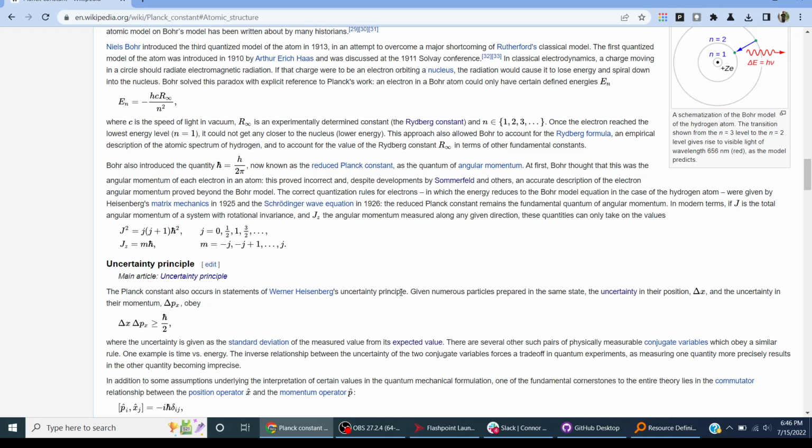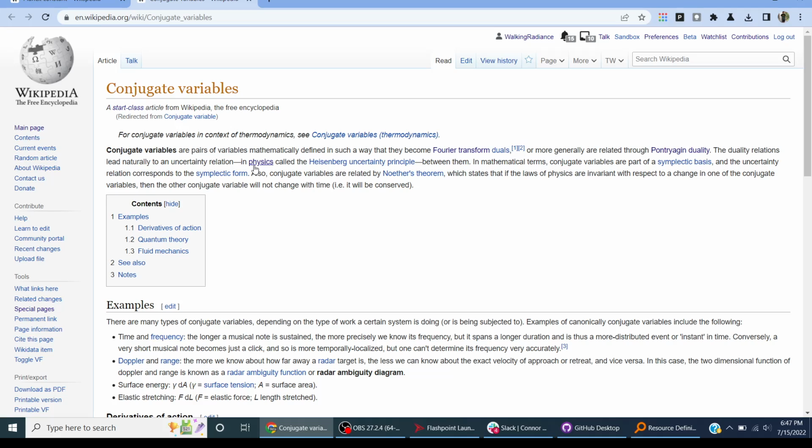Conjugate variables. Conjugate variables are pairs of variables mathematically defined in such a way that they become Fourier transform duals, or more generally are related through Pontryagin duality. The duality relations lead naturally to an uncertainty relation in physics called the Heisenberg uncertainty principle between them. In mathematical terms, conjugate variables are part of a symplectic basis, and the uncertainty relation corresponds to the symplectic form. Also, conjugate variables are related by Noether's theorem, which states that if the laws of physics are invariant with respect to a change of one of the conjugate variables, then their conjugate variable will not change with time, i.e. will be conserved.